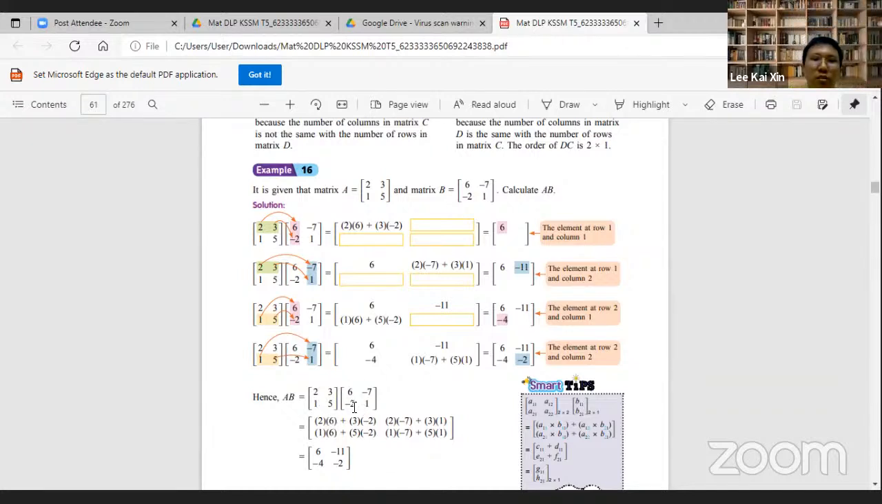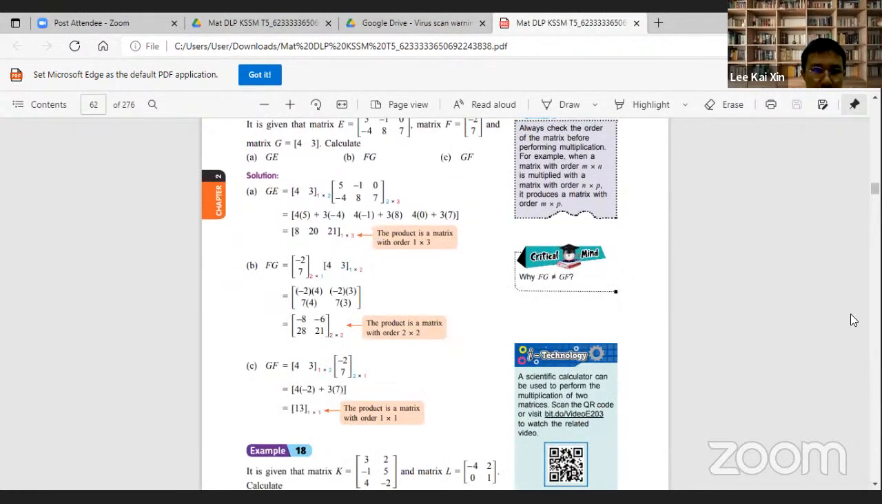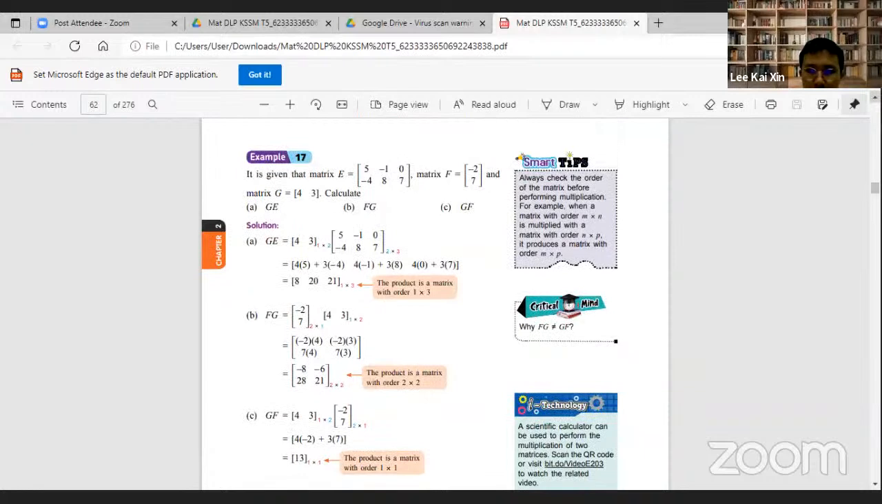You see this one, you might be thinking how we should know. But in examination, you just use a calculator. This one is the same also. In a calculator, you can calculate the multiplication easily.